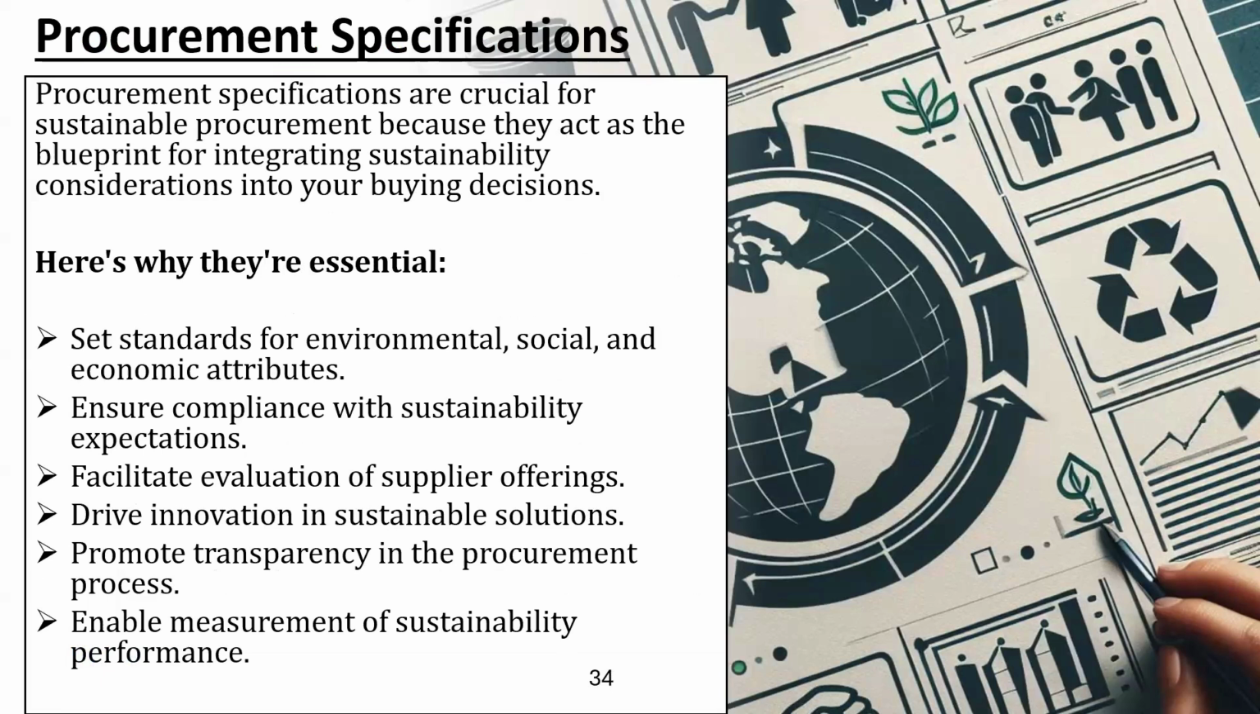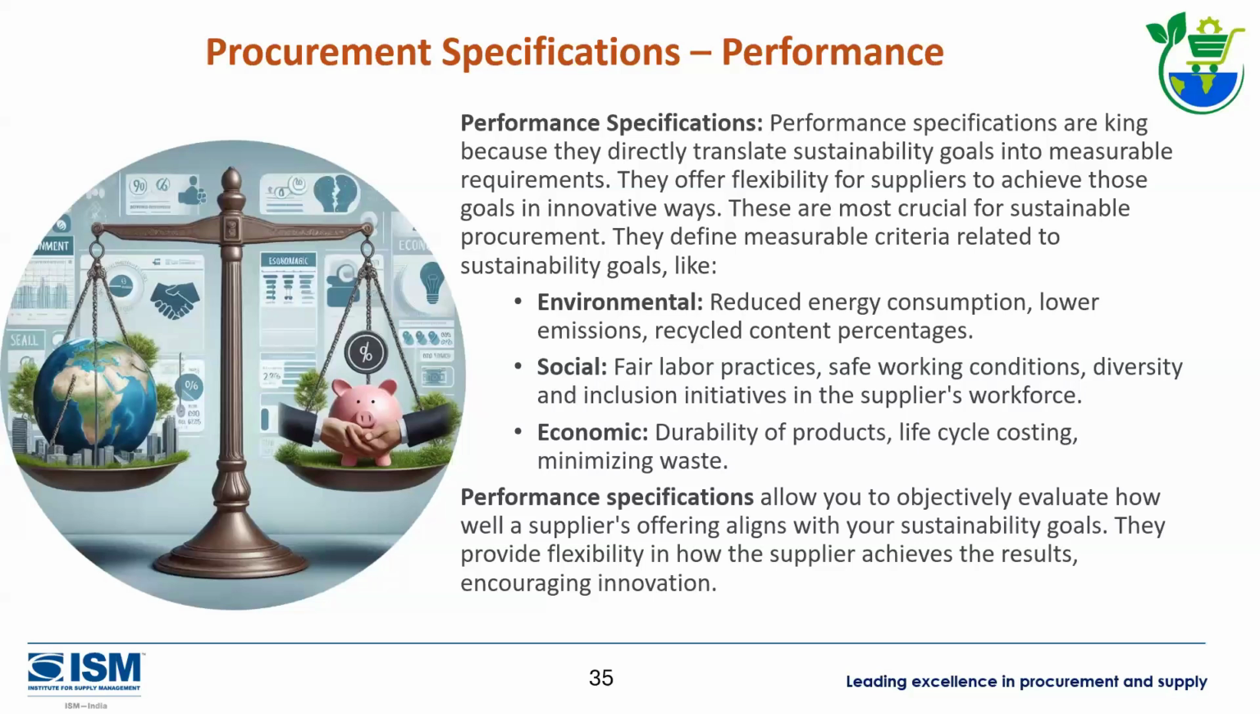So why are they essential? There are 6 points. They set the standard, we have to set standards for environmental, social, and economic attributes, ensure compliance, facilitate evaluation, promote transparency, and enable an environment of sustainable procurement performance. I will give you examples which will help you understand this very clearly. So let's talk about the first one, performance specification. What is performance specification?